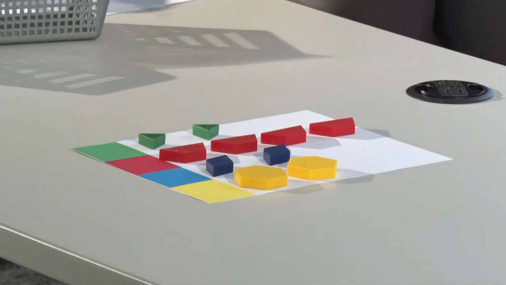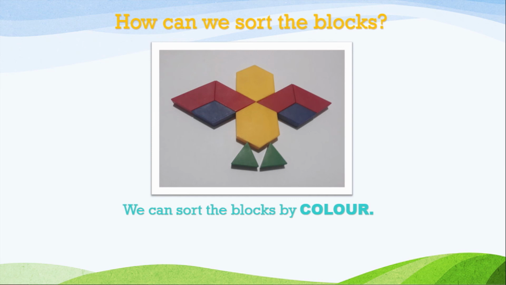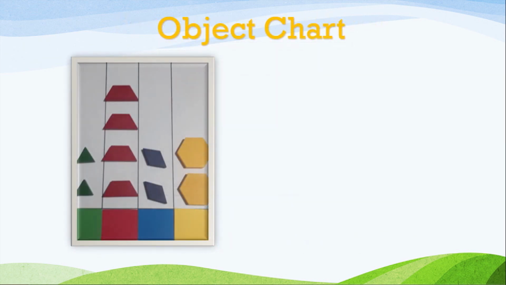Let's go to the PowerPoint. So how can we sort the blocks? We can sort the blocks by color. Green, red, blue, and yellow. So here's our object chart. Which group has the most number of blocks?